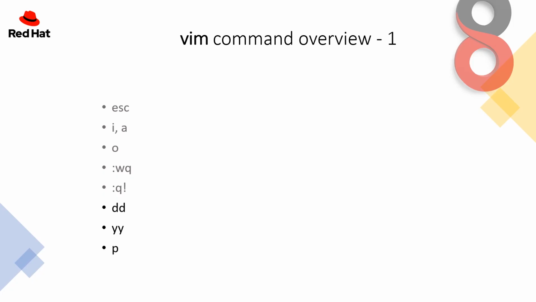Let's have a look at the next set of commands. dd is a very useful command. It will delete a line. Working with Vim, it's often about adding and deleting lines. You are going to like dd. Next is yy. yy will copy the current line that the cursor is on and p will paste it. So basically this is cut, copy and paste like you have seen in many graphical user interfaces before. And now you can do it from the command line in Vim as well. Let me show you.